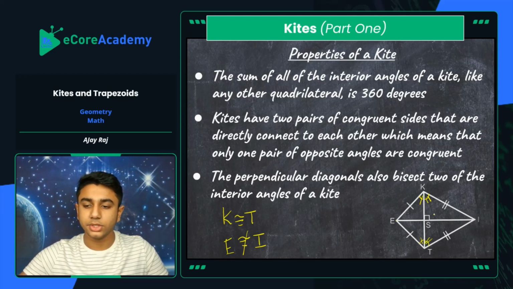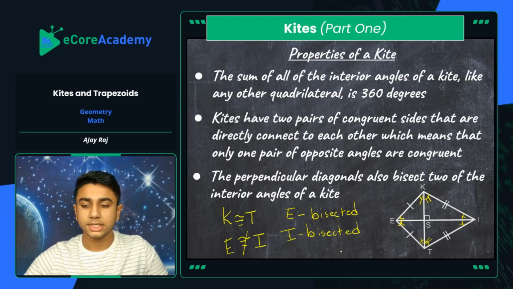However, when it comes to angles E and I, the angles that are not congruent to each other, that are opposite angles, they're going to be bisected. So your longer diagonal is going to bisect the opposite ended non-congruent angle. So E and I are going to be bisected. So E is going to be bisected, and I will also be bisected by the same line EI, that diagonal.